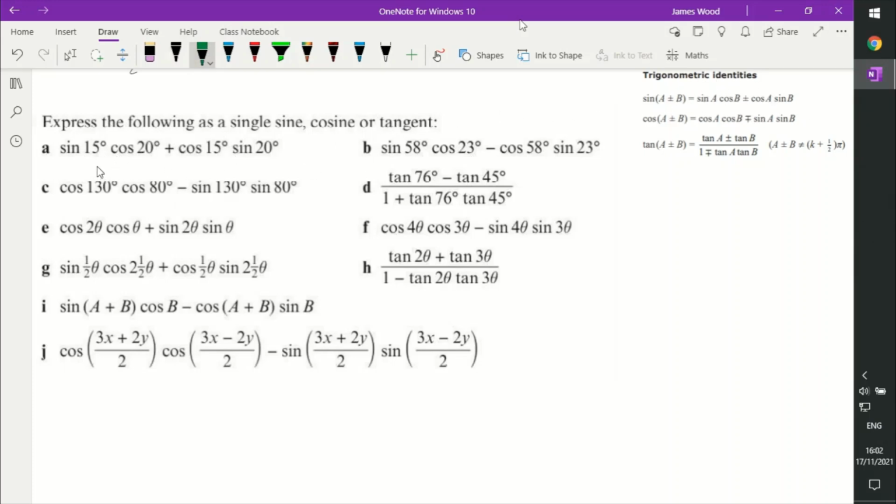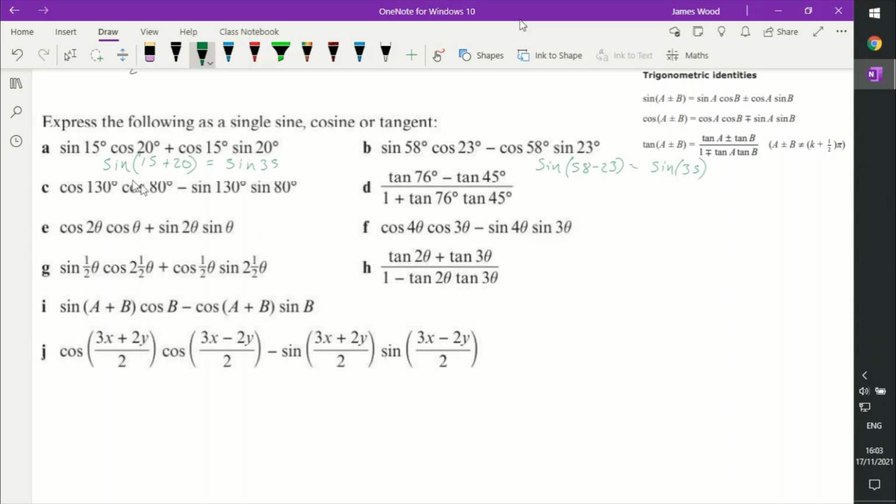So this is going to be equivalent to sine of 15 plus 20, because it follows this format here. But a is 15 and b is 20. So this is the same as just sine 35. Likewise, this one here, sine cos minus cos sine. That's this one here, but when we've got a subtract in the middle. So this is going to be sine of 58 minus 23. 58 minus 23 is 35. So this is the same as sine 35. Looks quite different to sine 35, but it is equivalent.